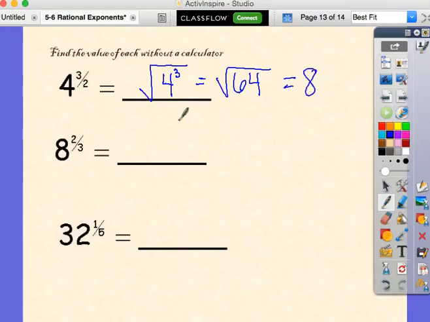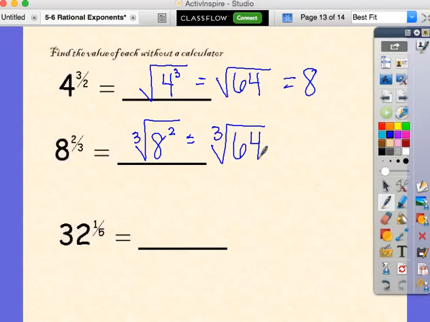Okay, let's do the same thing with the next one. We have 8 squared inside, but then it's the cubed root. So this would be cubed root of 64. 4 times 4 times 4 is 64. Okay, so the answer is just 4.